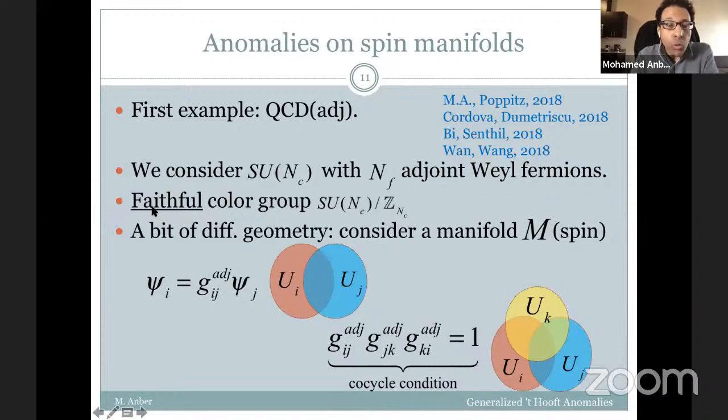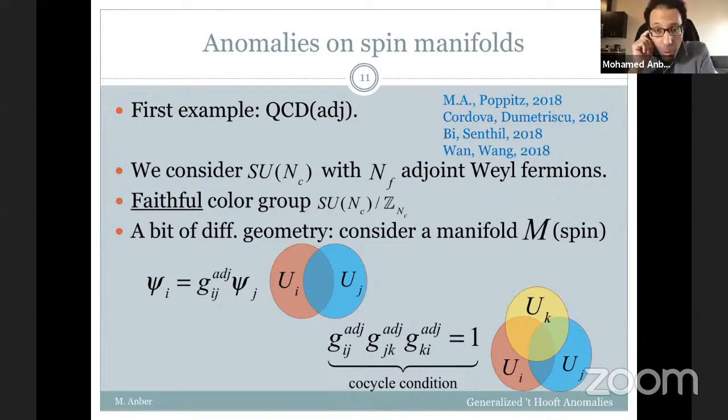Now I would like to show that the faithful color group of this theory is not SU(N_c), but rather it is SU(N_c) mod Z_{N_c}. And this is because the fermions are in the adjoint representation, and hence they cannot see the center of the group.